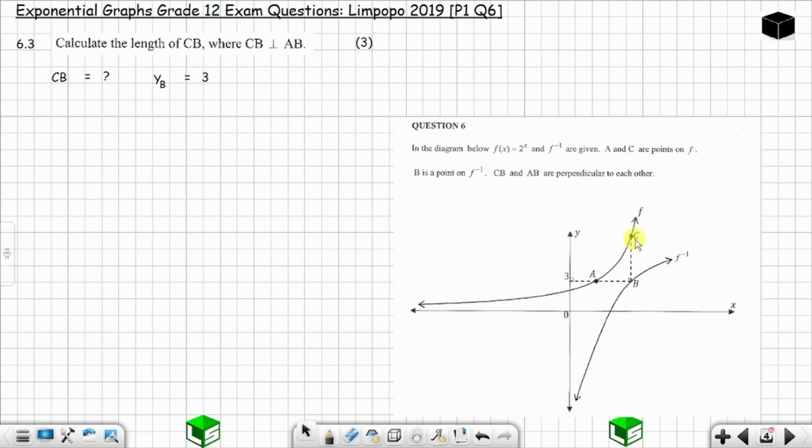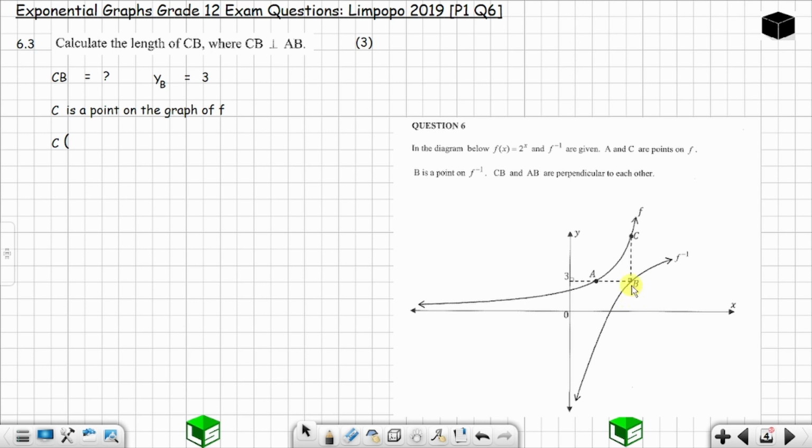The point C is on the graph of F. You can see the point C is on the graph of F. So C is a point on the graph of F. What is the coordinate of C? So the x-coordinate, when you look at the graph, C and B have the same x-coordinate because they are on the same vertical line.